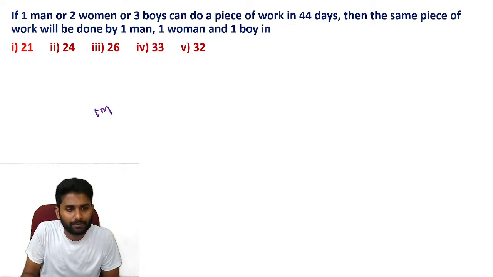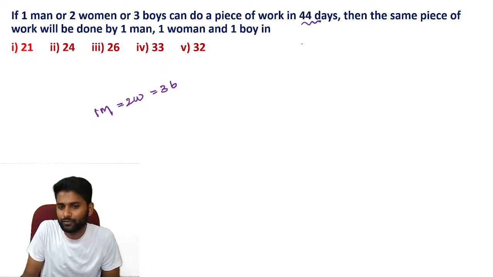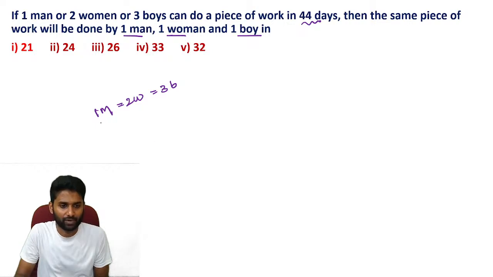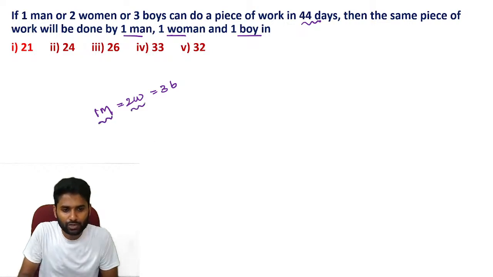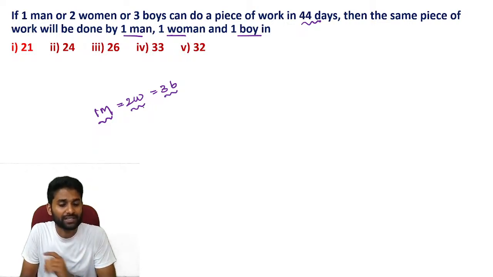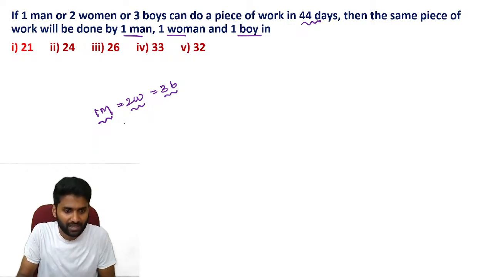If one man or two women or three boys can do a piece of work in 44 days, then the same piece of work will be done by one man, one woman, one boy in how many days? Now guys, one man's work is equal to two women's work, which is equal to three boys' work. First you have to identify the efficiency. Guys see, here 1, 2, 3 is the ratio of men, women and boys.